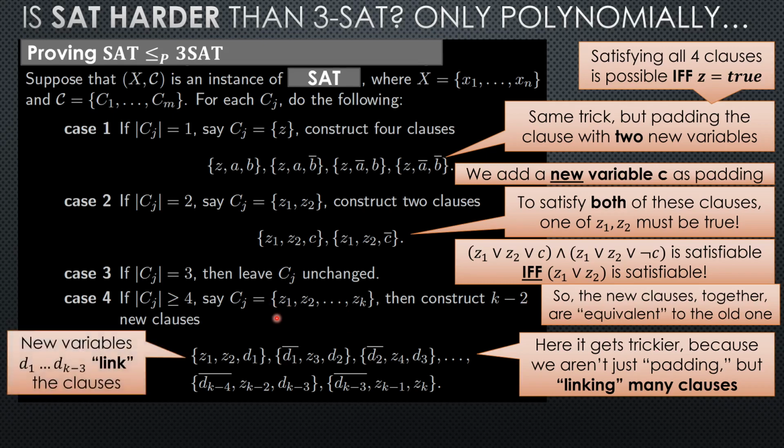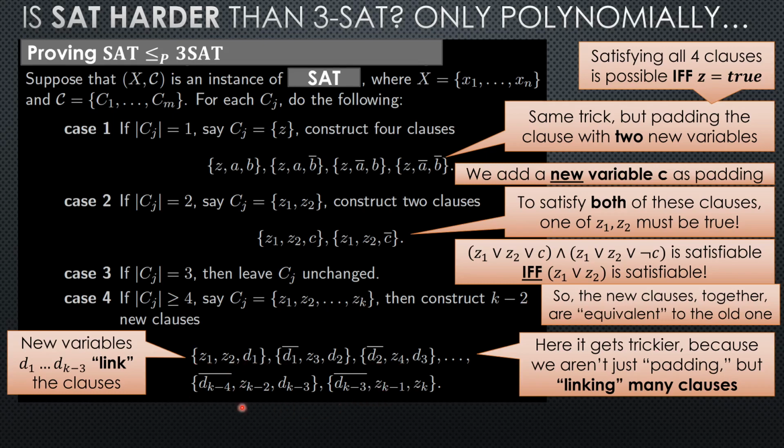So we create these new variables. If you have a clause in the sat instance that has at least 4 literals, labeled z1 up to zk, so k would be 4 in that case, we're going to construct k minus 2 new clauses. So roughly as many clauses as there are literals, but minus 2. And we're going to create all of these clauses with 3 elements. We're going to link them together with these new dummy variables d1 up to dk minus 3.